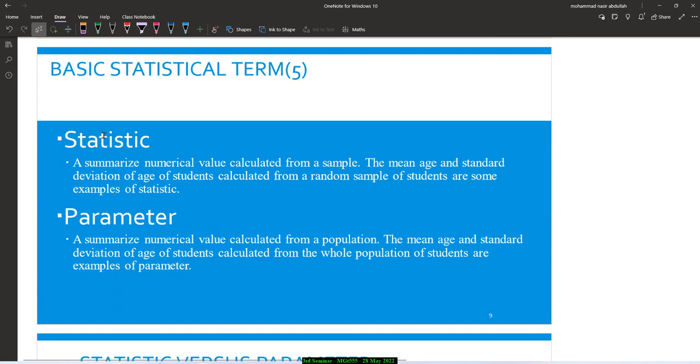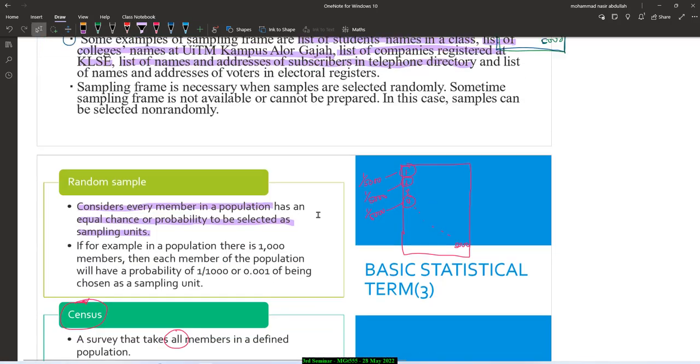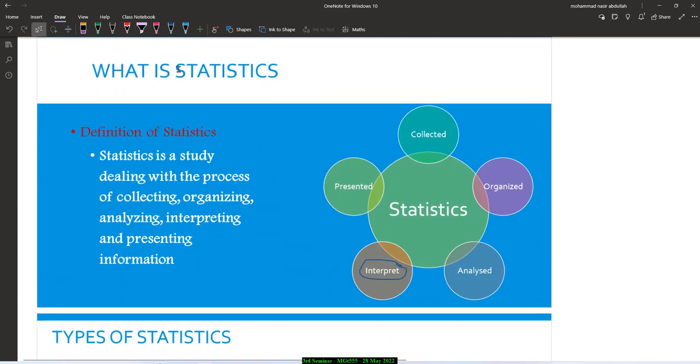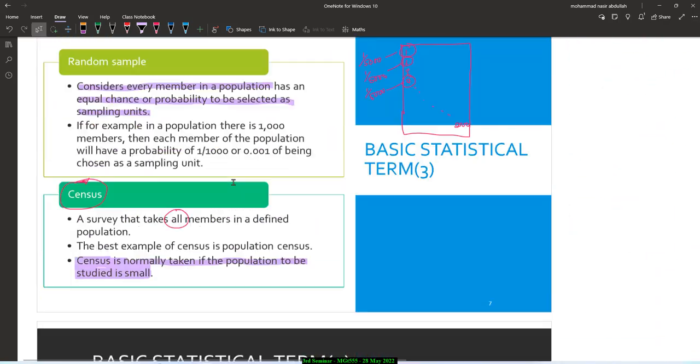Now we look at another term. This is a very important term, which is statistic without S. Remember, this is statistic without S. Just now in the first slide, I showed you the definition of statistics, with S. The definition of statistics is a study on how information, commonly known as data, is collected, organized, analyzed, interpreted, and presented.